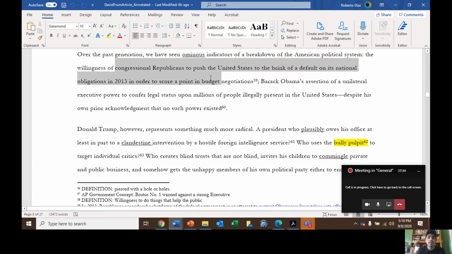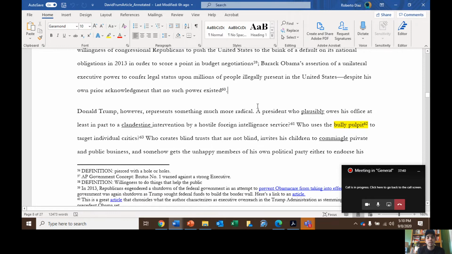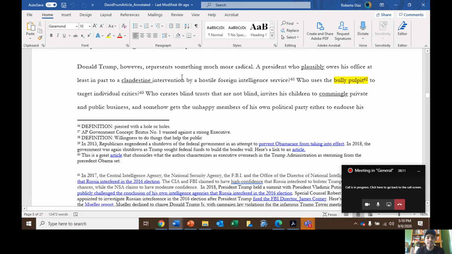The willingness of congressional Republicans to push the United States to the brink of default on its national obligations in 2013 in order to score a point in budget negotiations, Barack Obama's assertion of a unilateral executive power to confer legal status upon millions of people illegally present in the United States, despite his own prior acknowledgement that no such power existed. So in there, he's talking about DACA. So you can kind of see that Frum has a conservative perspective on President Obama's use of executive power. Donald Trump, however, represents something much more radical. A president who plausibly owes his office, at least in part, to a clandestine intervention by a hostile foreign intelligence service.